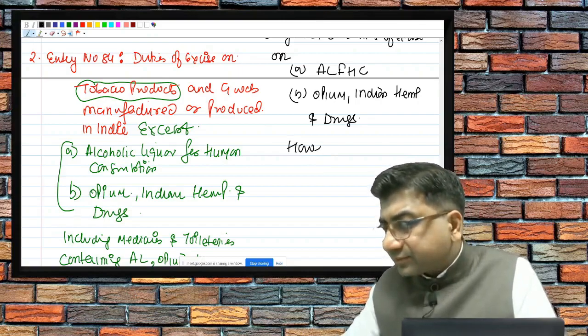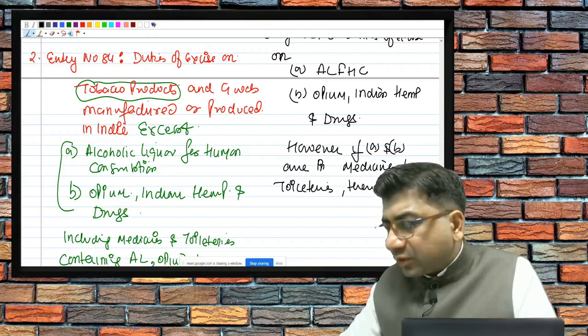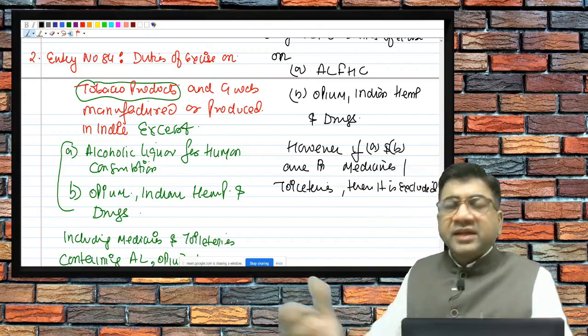However, if A and B are in medicines / toilet preparations or toiletries, then it is excluded. I'll take an example to make it clear.